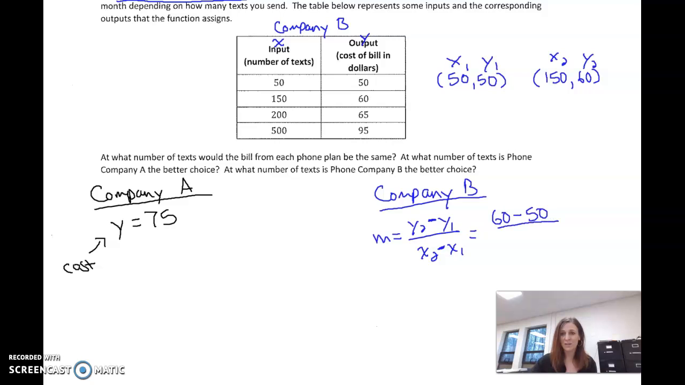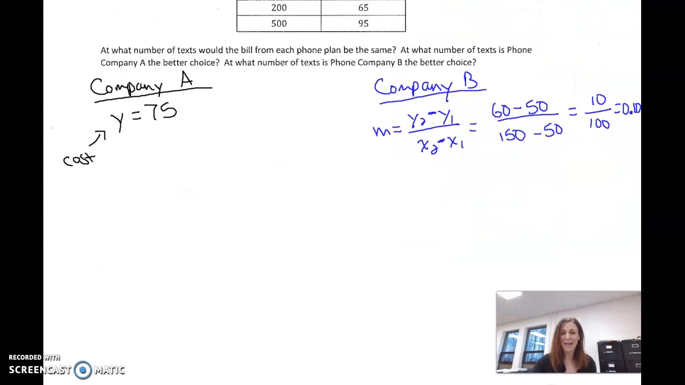And then I have x2 minus x1. x2 is 150 minus x1, which is just 50. And this works out to be 10 hundredths, or if you divide that out, it's 0.10. 10 hundredths, 1/10. So I know my m is equal to 0.10, just because they're talking about money. And that's basically coming down to 10 cents per minute.